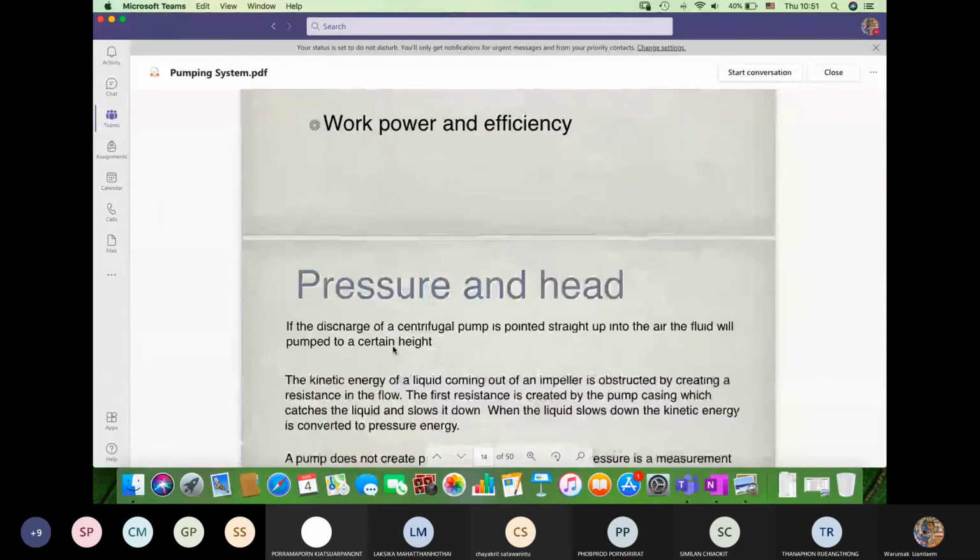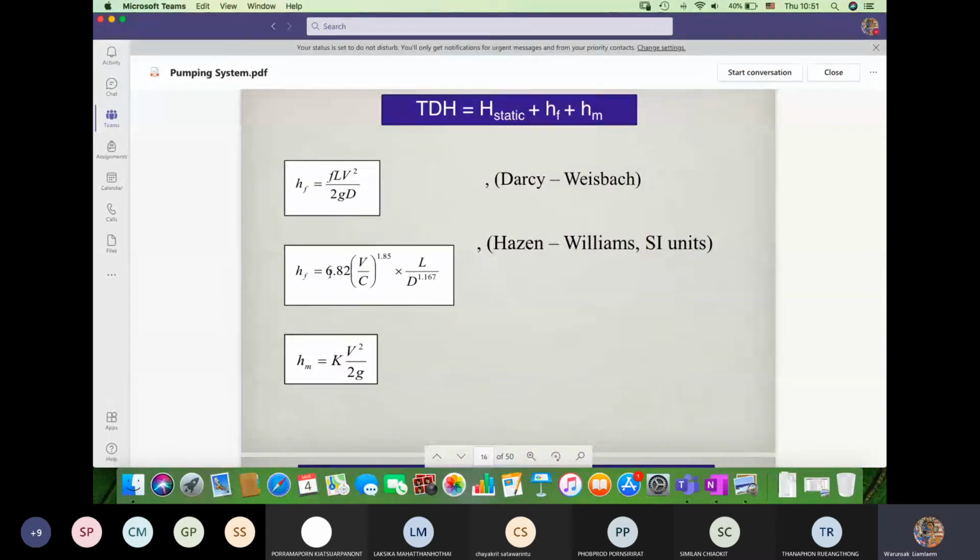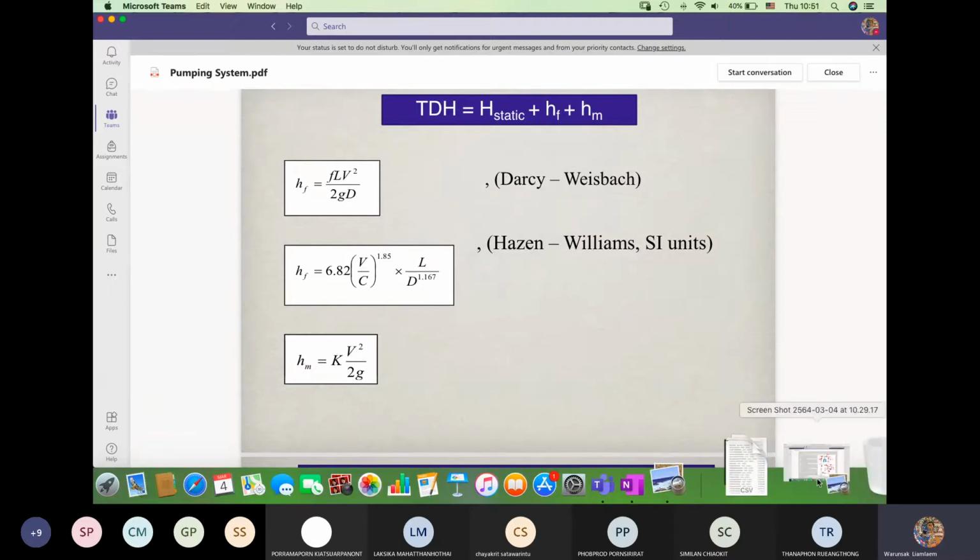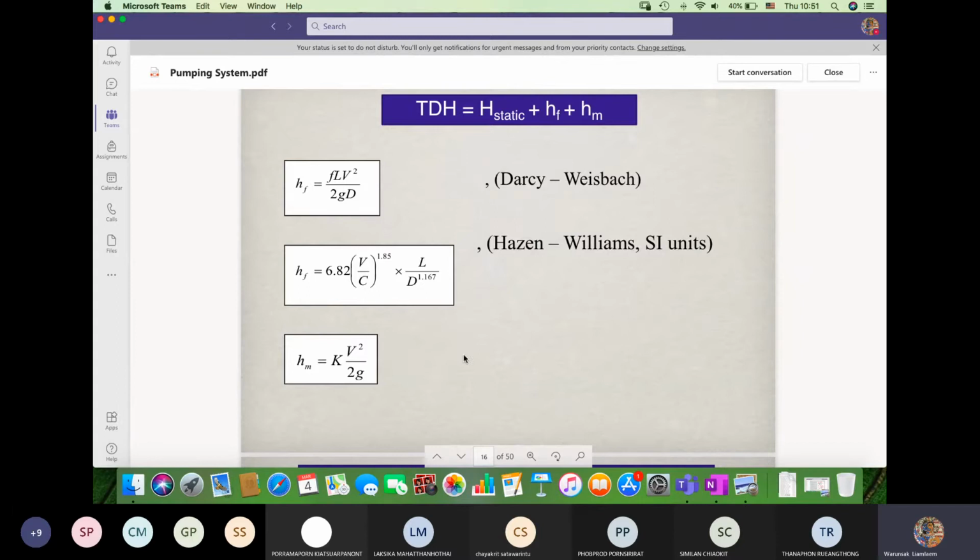Here, the head loss is equal to 6.82 V divided by C to the power of 1.85, times L divided by D to the power of 1.167. So if you move L to the other side of the equation, it becomes the head loss divided by L. L is the length of the pipe, H is the head loss. If you take H divided by L, it's also equal to the slope of the hydraulic grade line.